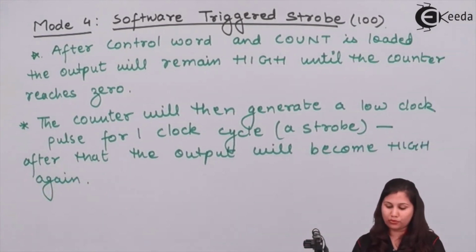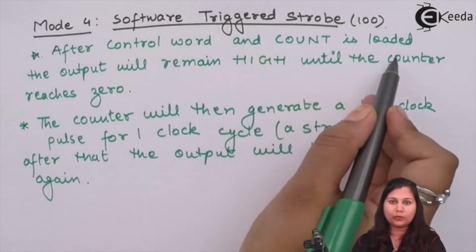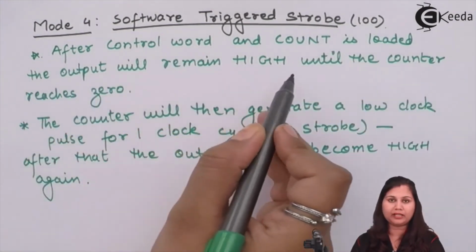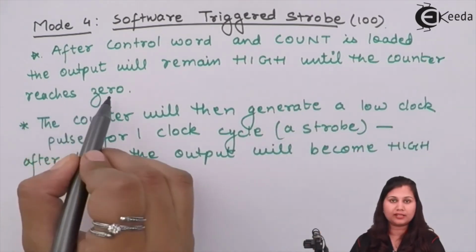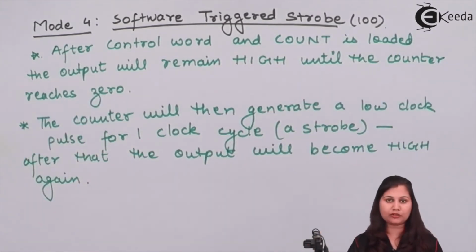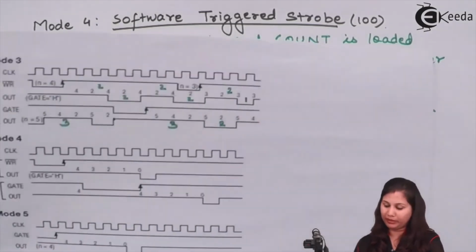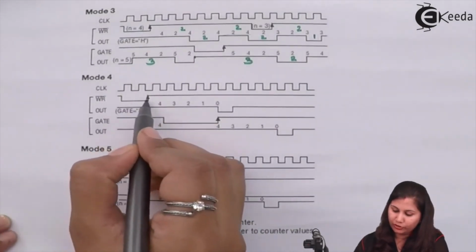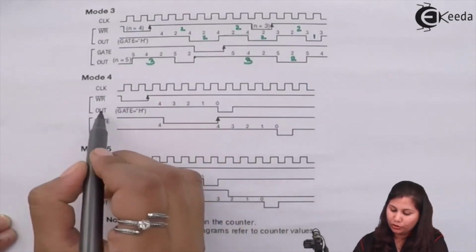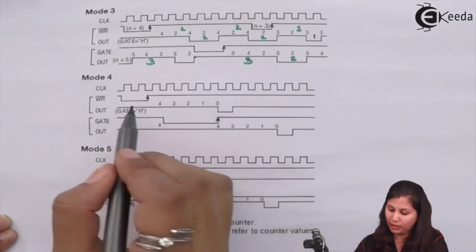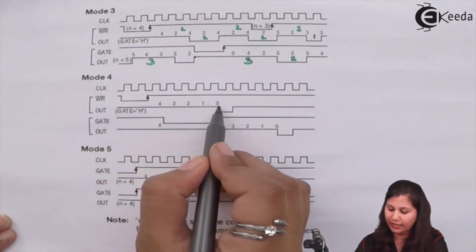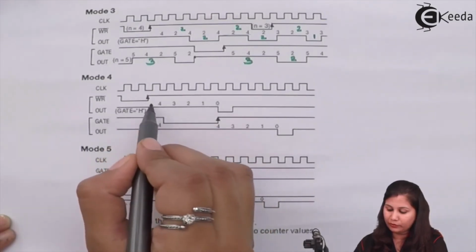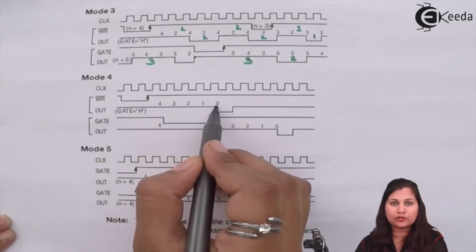So in this mode 4, after the control word and count are loaded, the output will remain high until the counter reaches 0. So initially the output is low, and when the control word and count are loaded, the output will be high, and when it has reached 0, then it will become low. So you can see that in mode 4, the counter is loaded. Here the count value is 4. So the gate signal is high for normal counting, and the out signal is initially high.